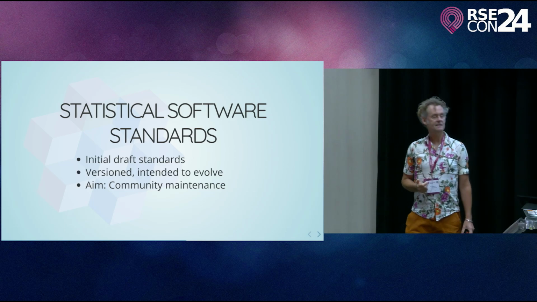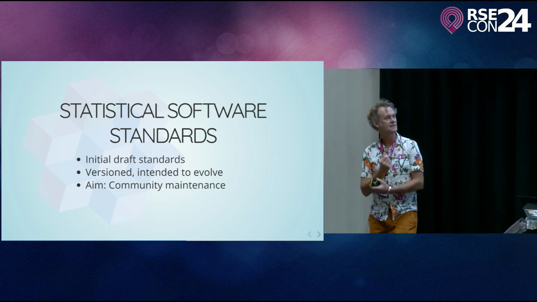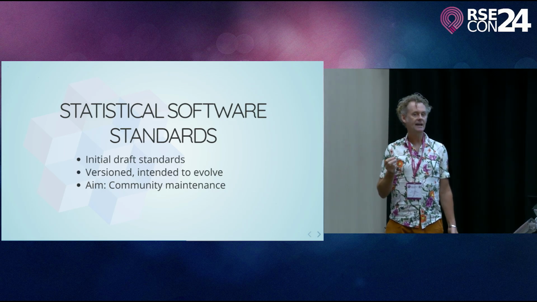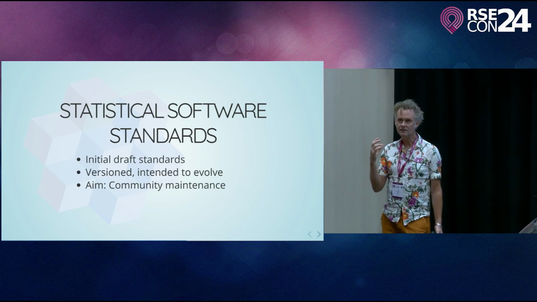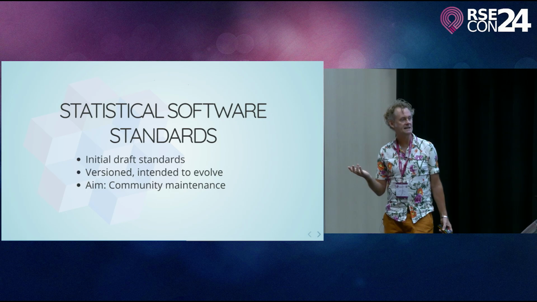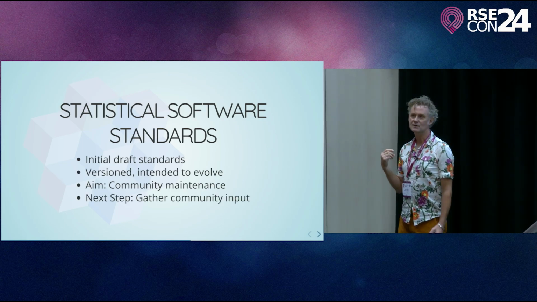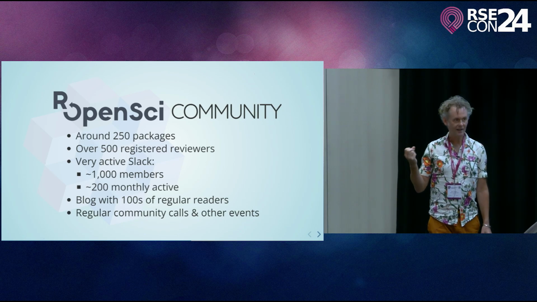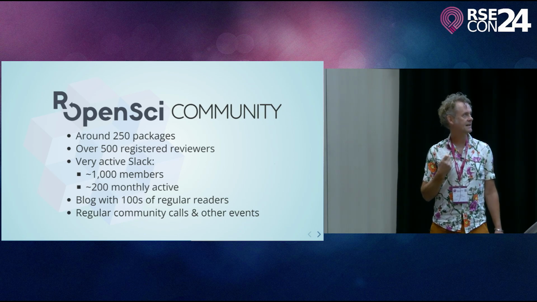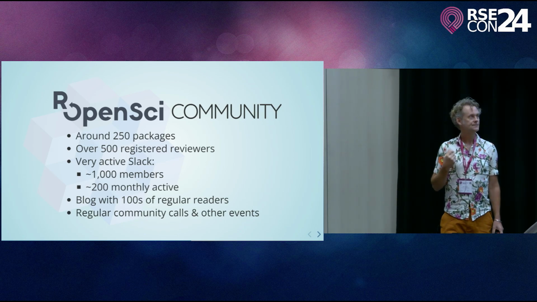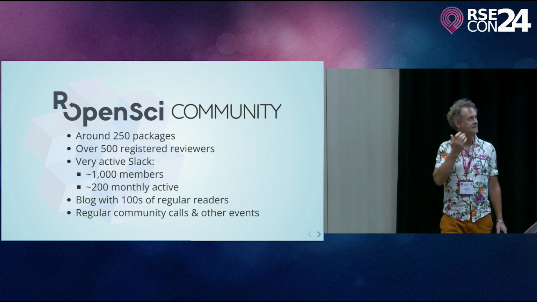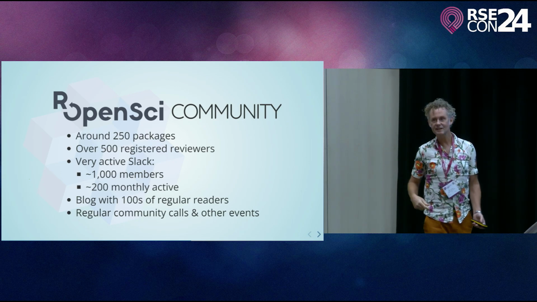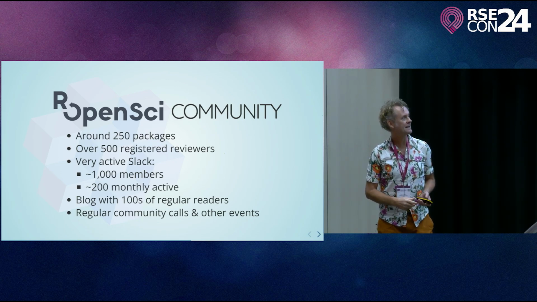So that got us to the stage where we had an initial version of our draft standards. We intended these standards to evolve, and ultimately we want the standards to become community maintained. So the next step was to gather community input for the standards. Now, rOpenSci has, as said at the start, a very large and active community. A very active Slack channel and a whole lot of other fora, including a discussion forum, which I didn't mention up there. We also have a discussion forum that's quite active.